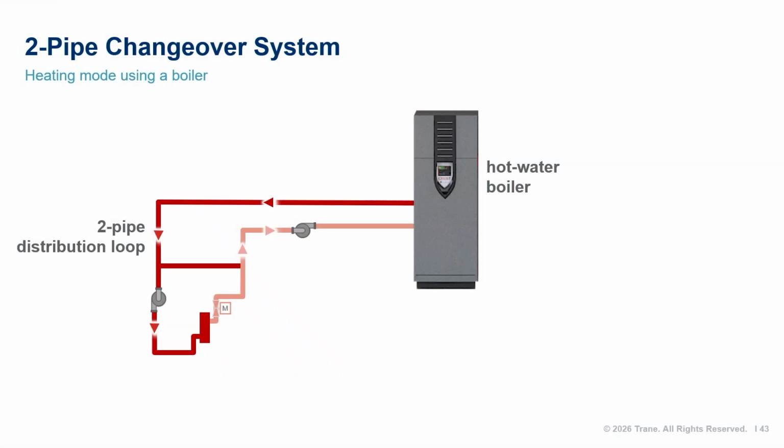Later in the program, we will look at some hybrid-type systems that include storage, energy recovery, thermal energy networks, and cascaded or booster aspects. The first aspect of the plant design we will consider is the distribution type. Two-pipe changeover systems, as the name implies, have two pipes, one for supply and one for return, and the system operates in either heating or cooling mode. Switching modes is called changeover.